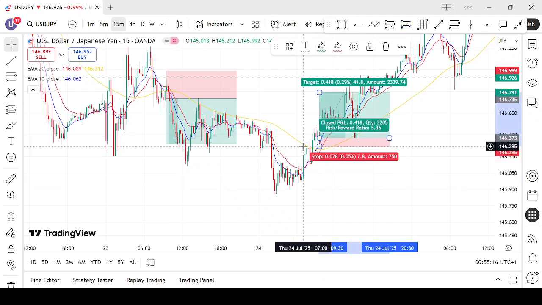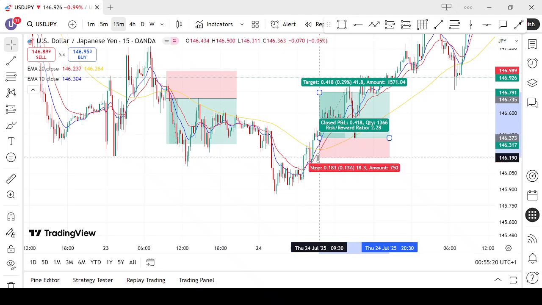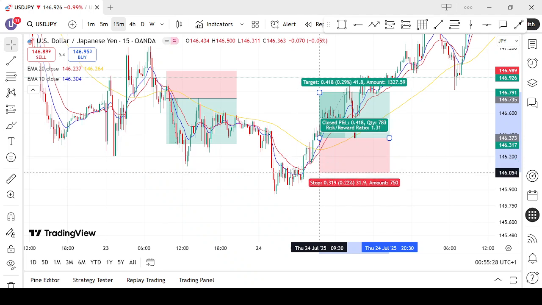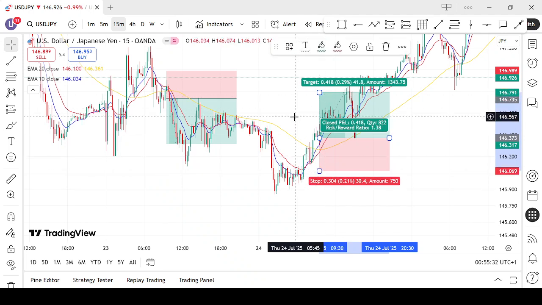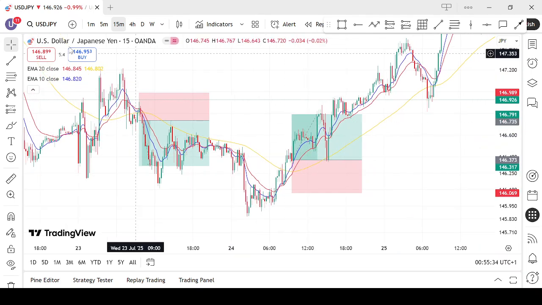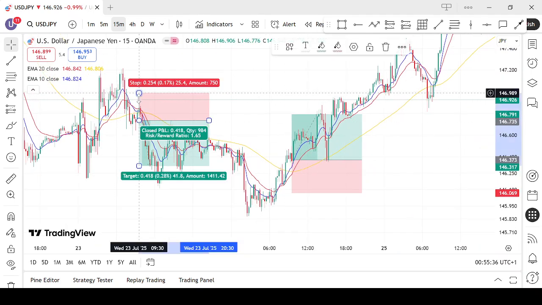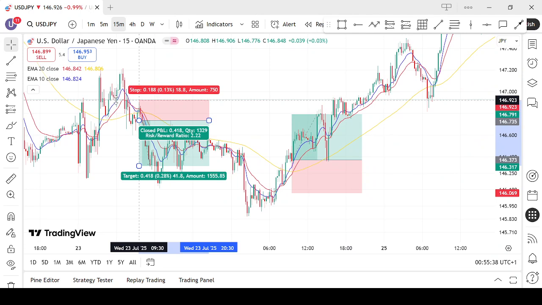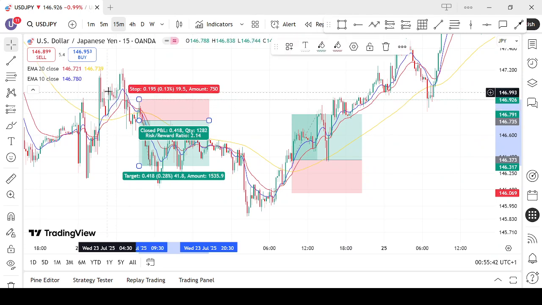Now we have to manage our trade by placing a stop loss, which is our fourth step, managing our risk. We place our stop loss just below the 20 period moving average. The 20 period moving average is the red line. So for a buy trade, we put it just below the red line, while for a selling trade, we put it just above the red line, which is the 20 period moving average. You can customize the colors however you want.